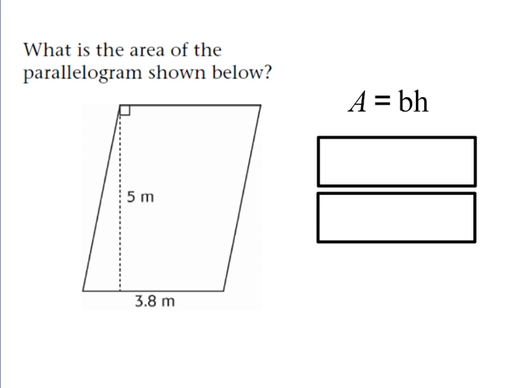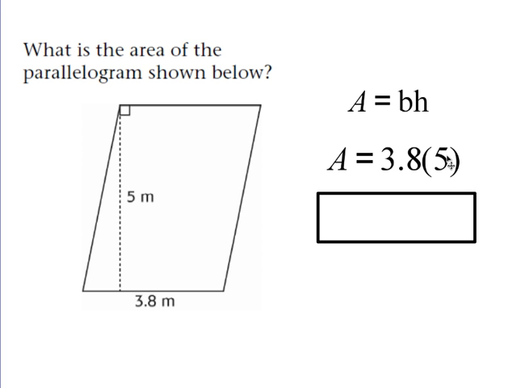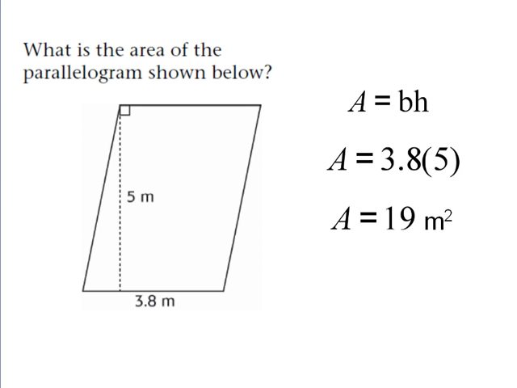Down here we have 3.8 meters, which is our base. And then the 5 meters right here is your height. So you're going to use the formula, area equals base times height, and you're going to substitute the values. So our base was 3.8 and our height was 5. From here, you are going to multiply the two numbers together. 3.8 times 5 gives us an area of 19 square meters. Once again, all you're doing is substituting the values into the variables.